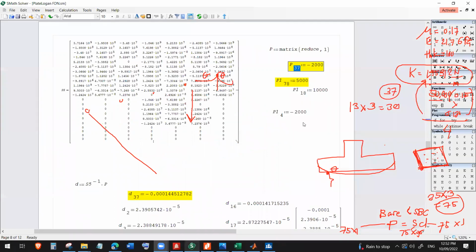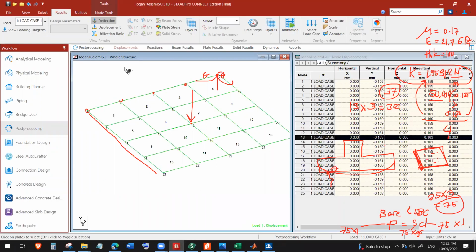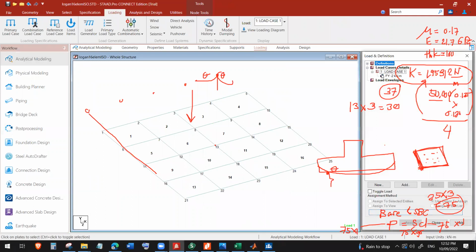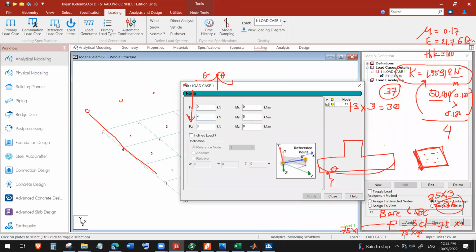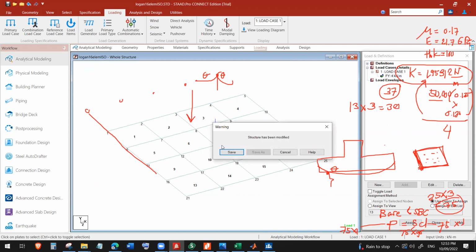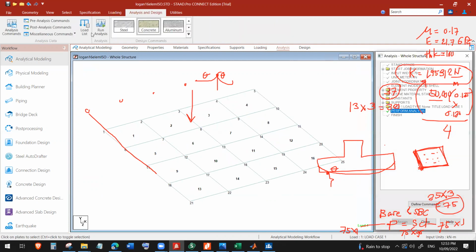Okay, then what else? So let's try to change the value of the force, so that we can see the consistency of STAAD. Let's make it 4 kilonewton. So we'll also change this here. Make it 4. Then modify, yes, close. Save. Then run analysis.